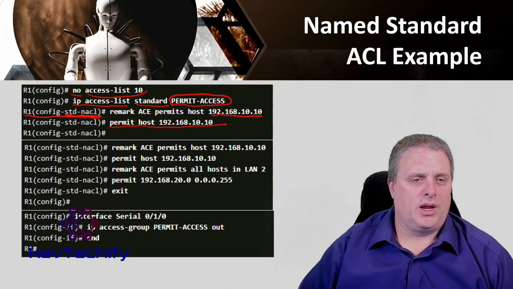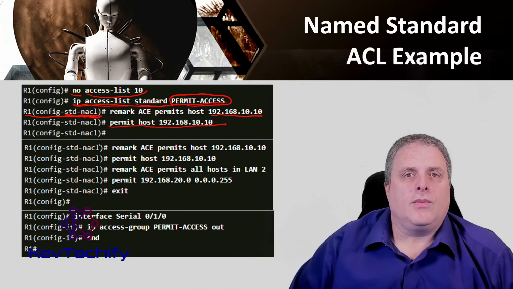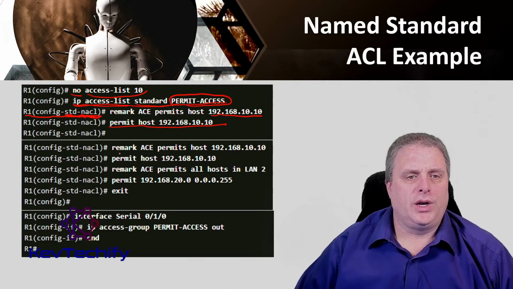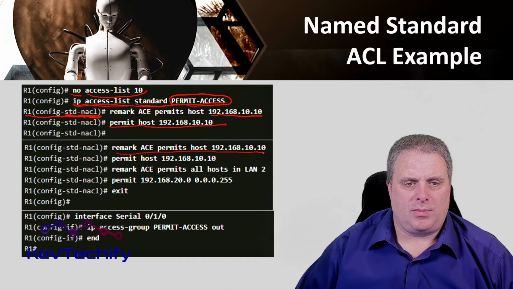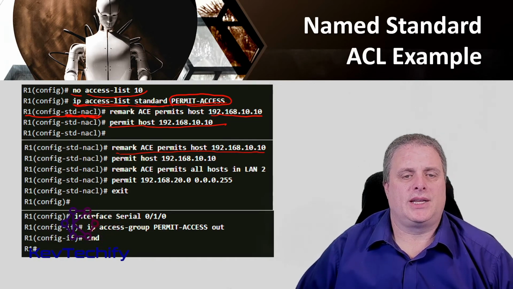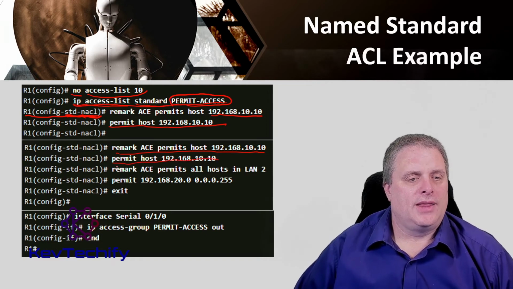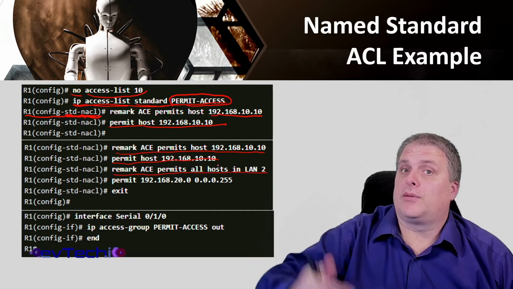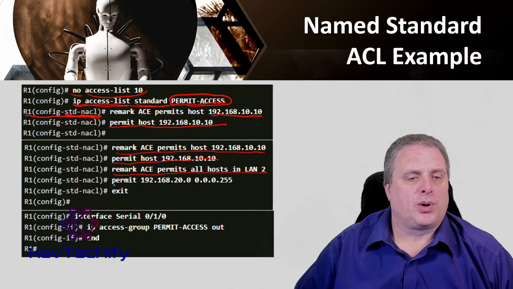And we have the permit host 192.168.10.10. In the middle example here, we're basically starting from scratch because we're going to recreate our remarks for our host IP address 192.168.10.10, and then permit that host to go through, then add in a remark that permits all hosts in local area network 2. We did that also in the previous example of a numbered standard ACL. And then we have the permit statement.